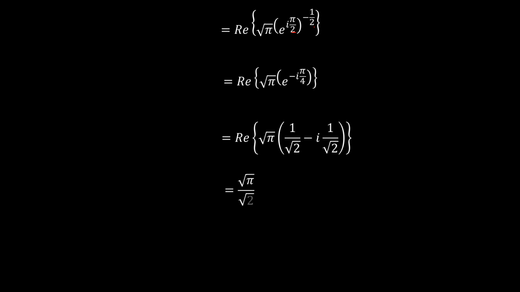And as we can see, the real part is just this part, which is square root of pi over square root of 2, which is the same as square root of pi over 2. And that, my friends, is the answer that was provided. I hope we were very clear and succinct.